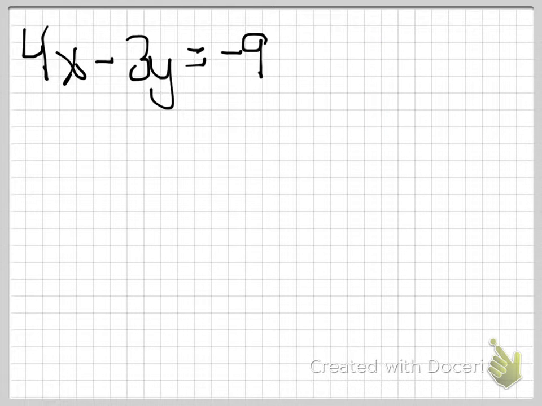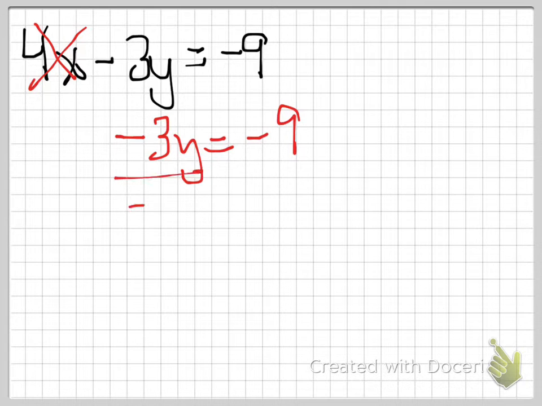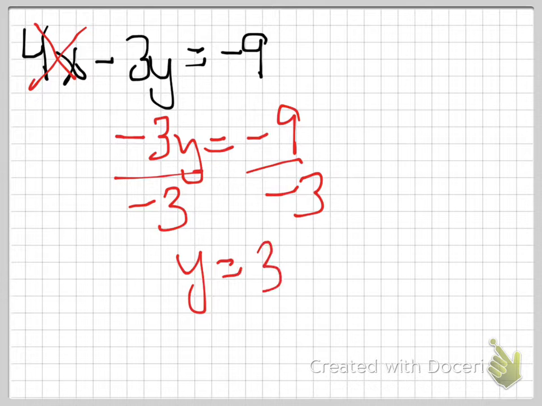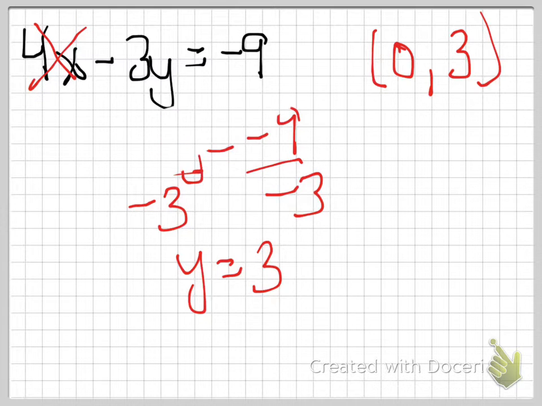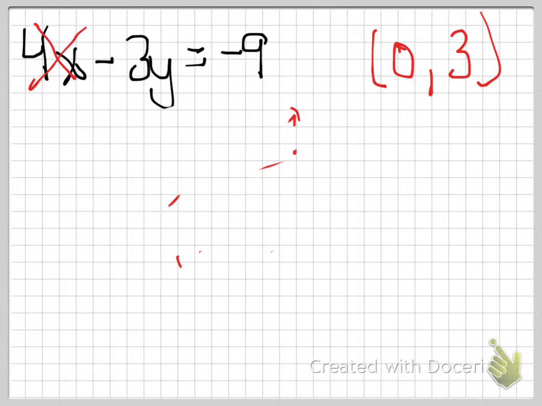Okay, so let's cover up the x first. So let me just put an x through it this time, then I can erase it a little better. Okay, so now I have negative 3y equals negative 9. So divide both sides by negative 3. So y equals 3. So I know x was 0. y is positive 3. Okay, now let me do it again.